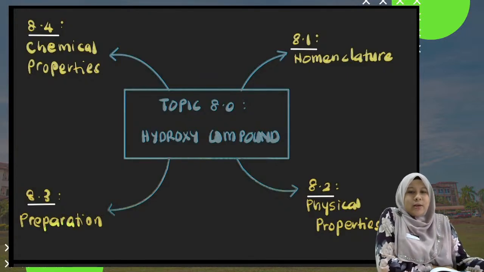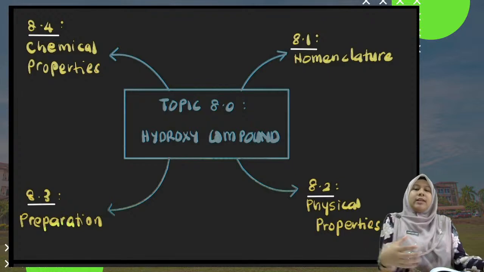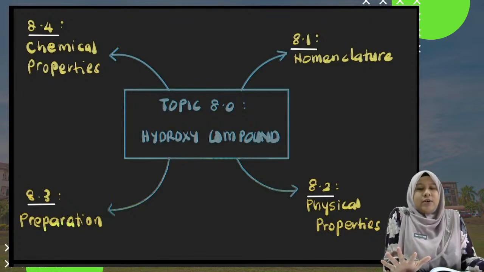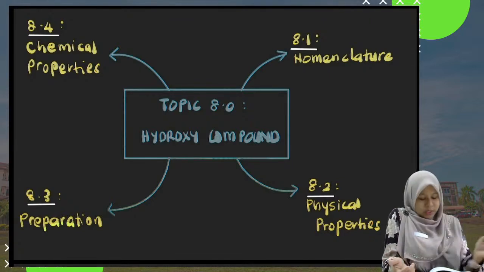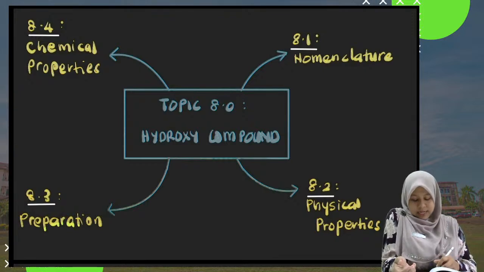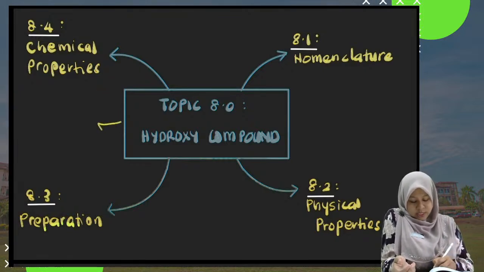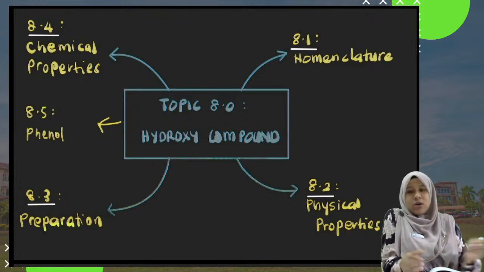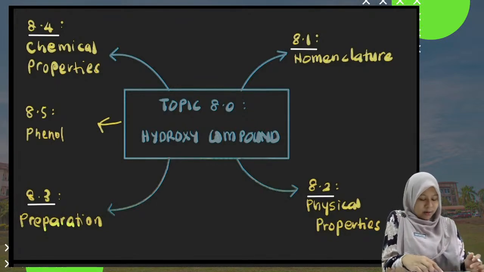So today we are going to discuss topic 8, which is hydroxy compounds. This topic we divided into 5 parts. 8.1 we talk about nomenclature. The second one, 8.2, physical properties, 8.3 preparation of alcohol, and 8.4 chemical properties. Also we have another one, which is 8.5, about phenol. Phenol is the only aromatic alcohol.